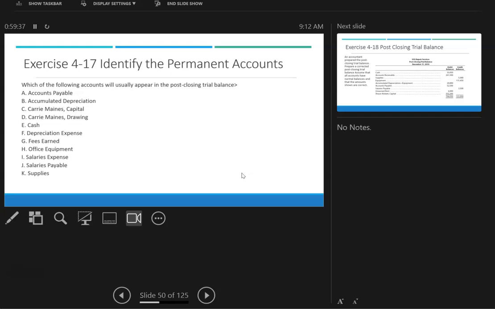Assets are permanent accounts. Liabilities are permanent accounts. And owner's equity is a permanent account. They are not going to get closed out. So which of these are permanent accounts? A, B, C, E, H, K.